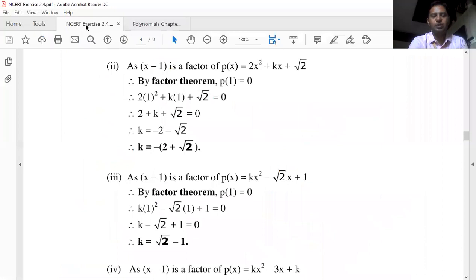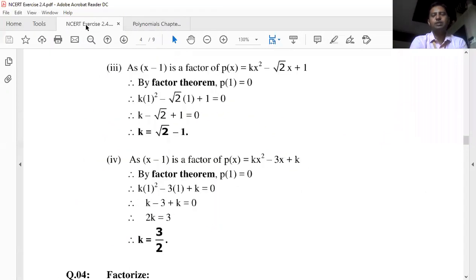p of 1 is 0. Kx square, that is k into 1 square, minus 3 into 1 plus k is equal to 0. We'll have k minus 3 plus k is equal to 0. That is 2k is equal to 3 and k is equal to 3 by 2. Yes, you all are correct. You wrote the right answer. The fourth one is k is equal to 3 by 2.